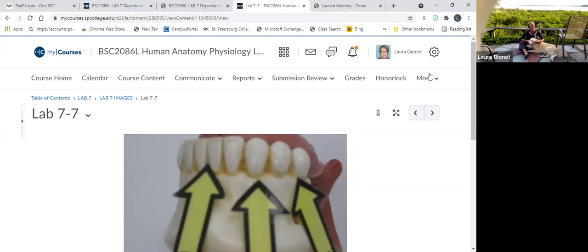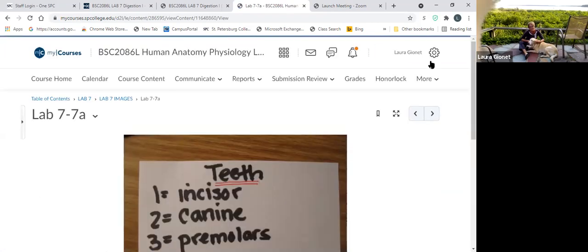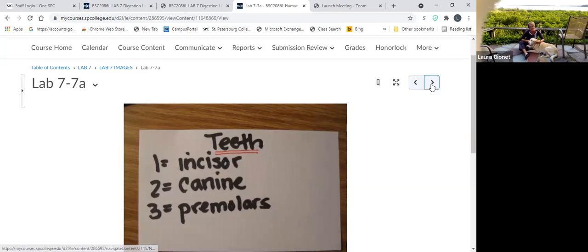Here we're looking at teeth. We have incisors, canines, and premolars. Incisor, canine, premolar.